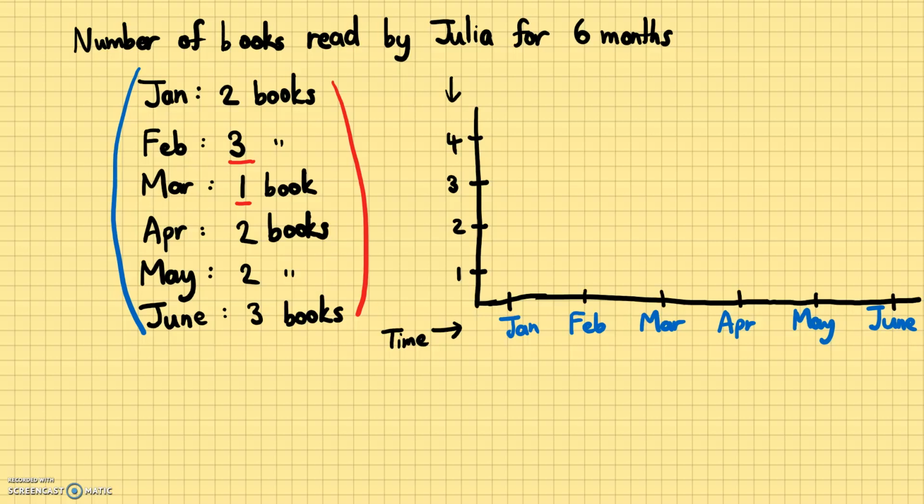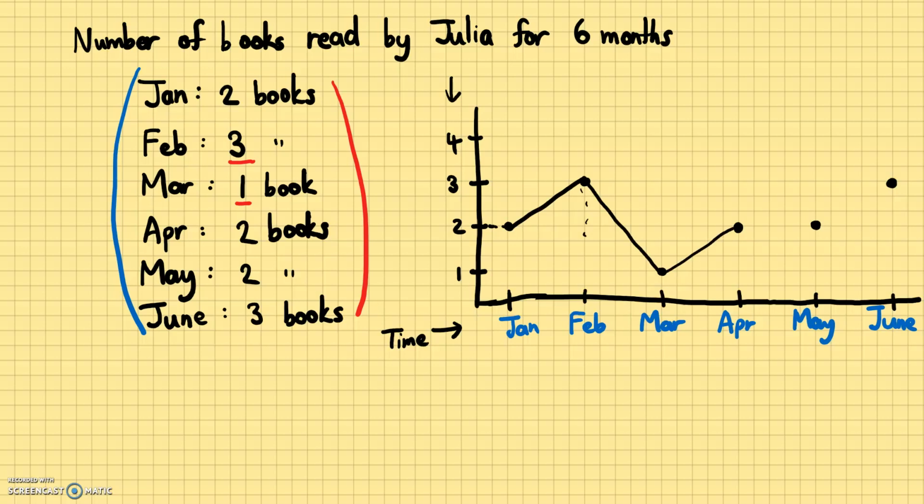In January, she read 2 books, so on this line here, you go up to 2 right here. That matches up with the 2 here. In February, you go up until 3 right here. In March, you just go up to 1. In April, you go up to 2. In May, again, you go to 2. And in June, you go to 3. It looks kind of weird and it's hard to see the data like this, so you connect the dots with a line.